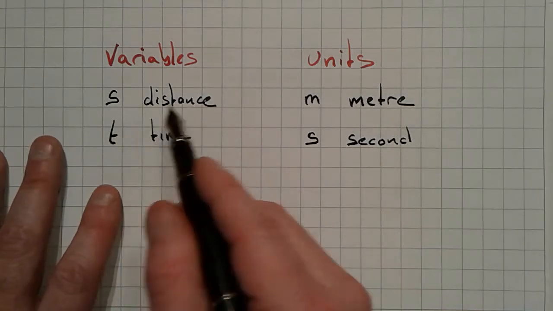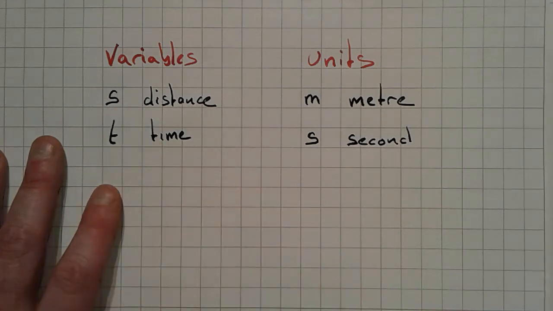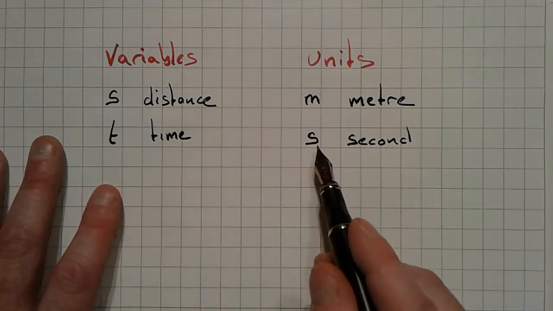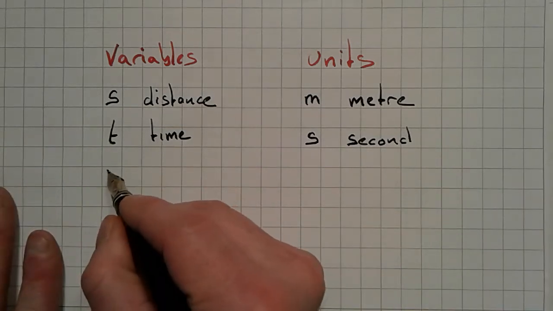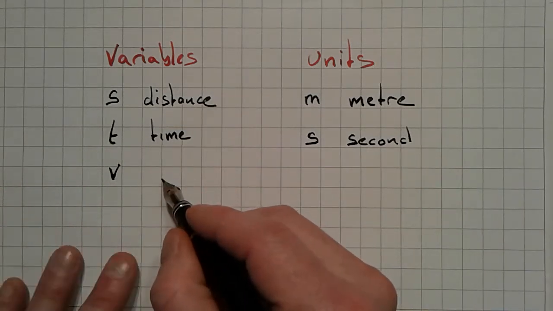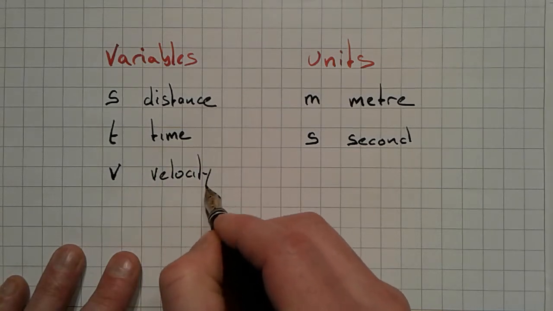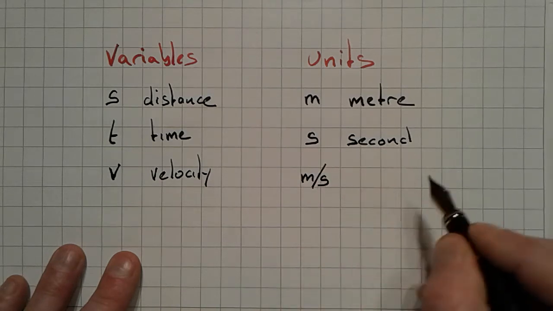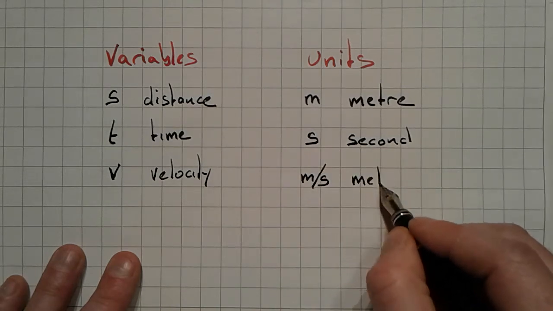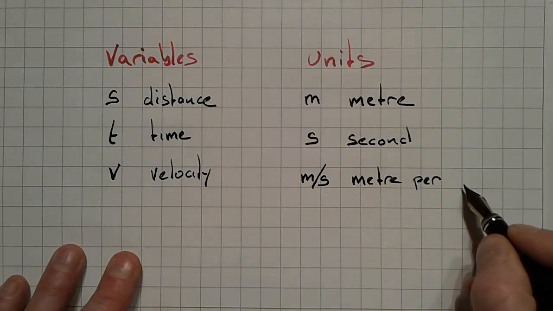Now when the s is left of the equal sign, then it is distance. When it is on the right behind the number, then it is a second. And we have velocity or speed, and that is meters per second. So, meter per second.